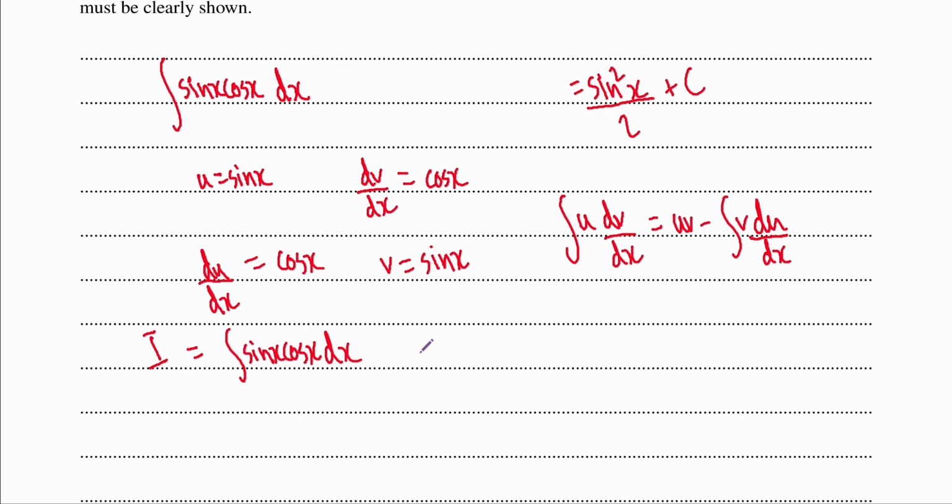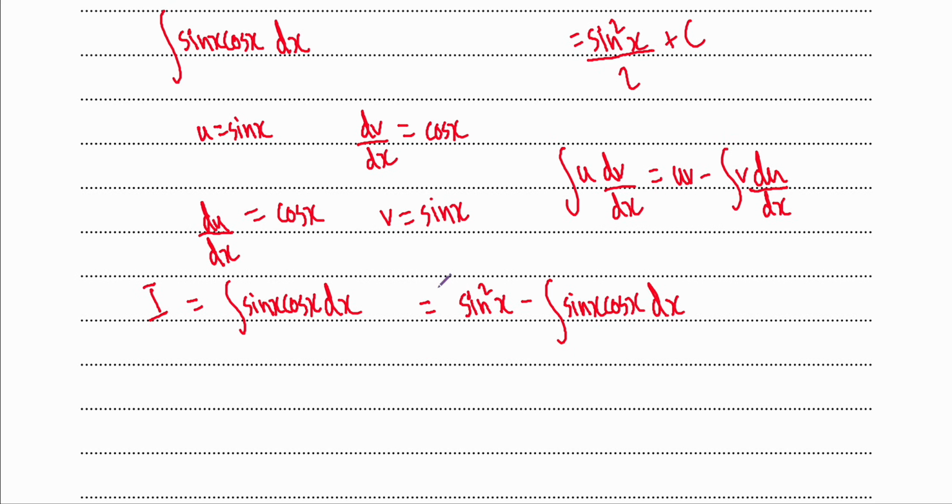So now what do we have? We have that is equal to uv. So we have sine of x times sine of x, so that's sine squared of x, minus the integral of v times du dx. So we have v, which is sine of x, and du dx is equal to cos of x. We have sine squared of x minus the integral of sine of x times the cosine of x with respect to x. So what's happened right here?